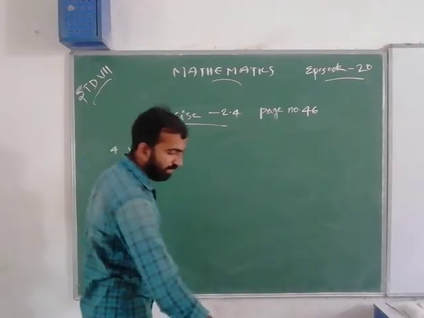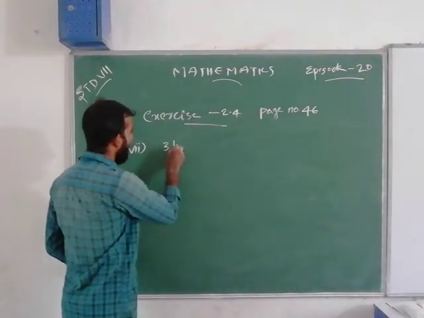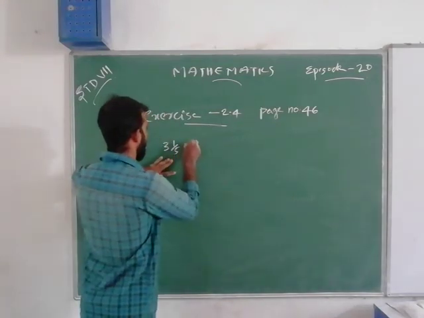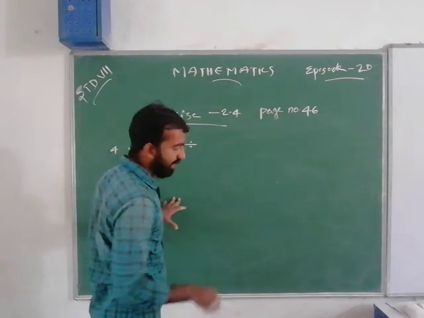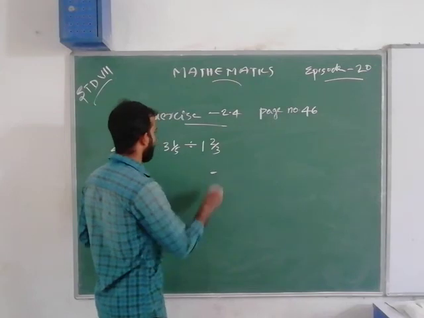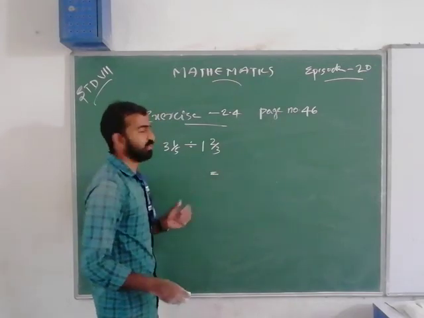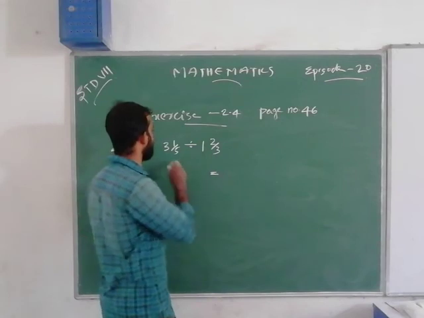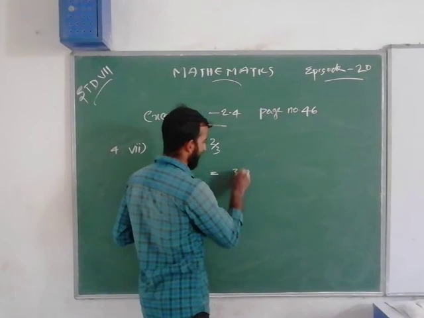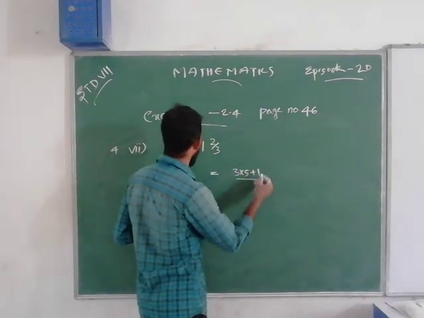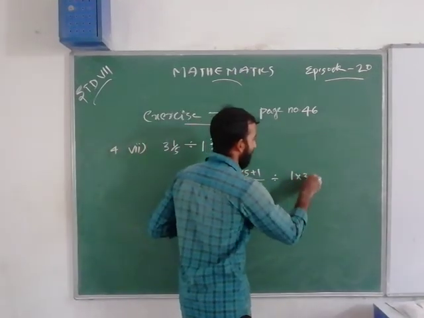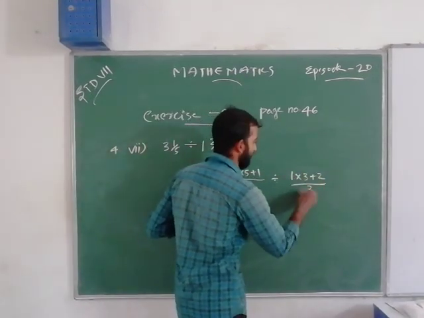What is our question? 3 and 1 by 5 division 1 and 2 by 3. Here there are two mixed fractions, so we want to convert them into improper fractions. 3 and 1 by 5 means 3 into 5 plus 1 by 5, division 1 into 3 plus 2 by 3.